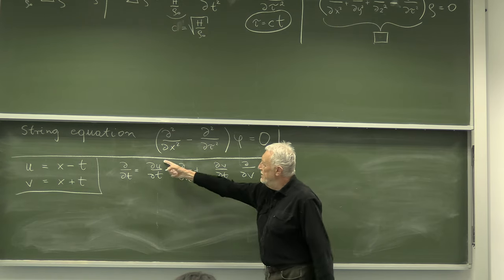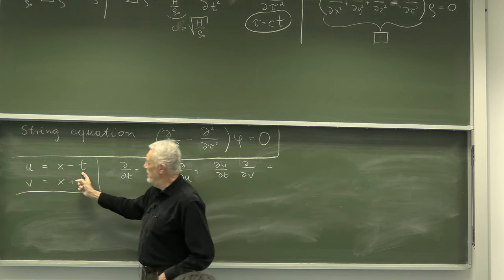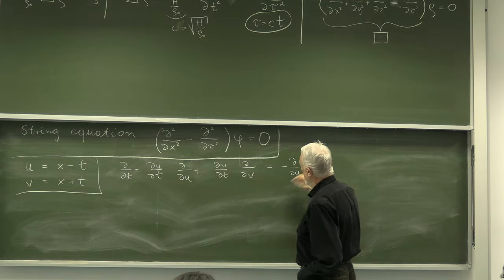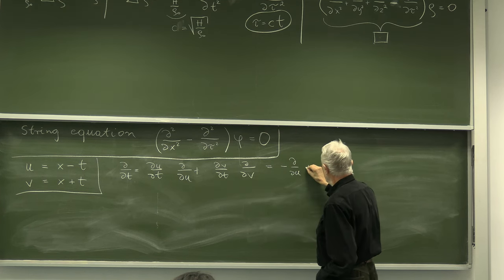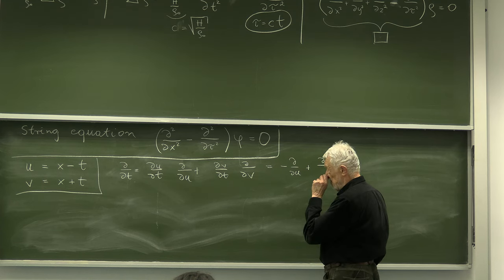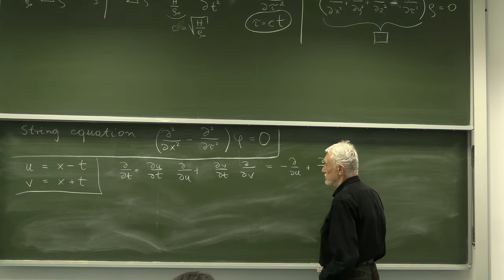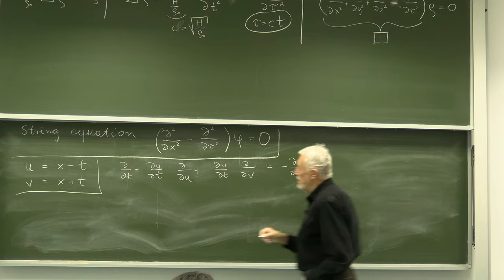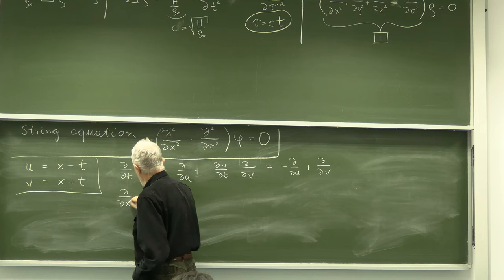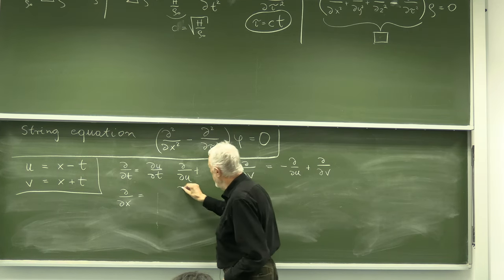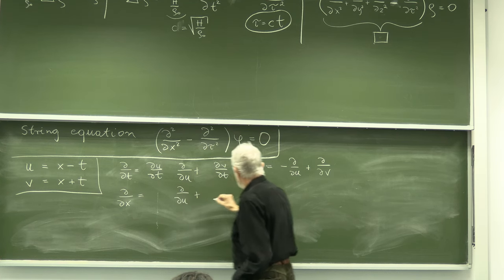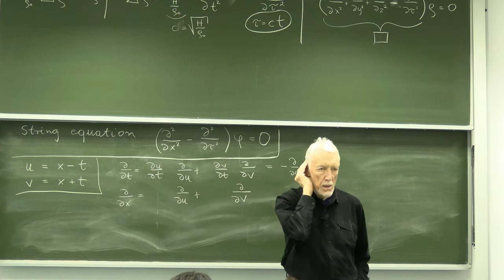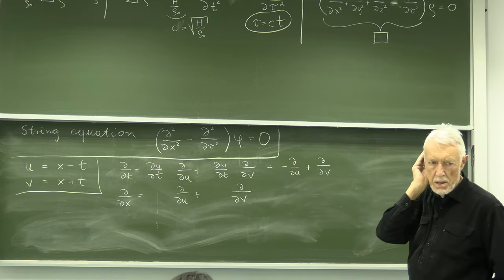Okay, now what is du over dt? Du over dt is minus 1, right? So it is minus d over du, and dv over dt is plus 1, plus d over dv. And the same with that. Again, I expand this in terms of the new basis. And what have I? I have a question. So this dou by dou u is like a chart induced basis.